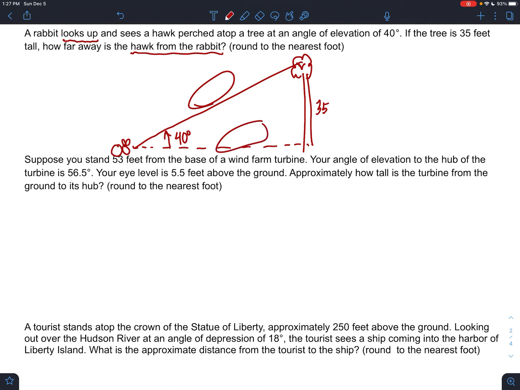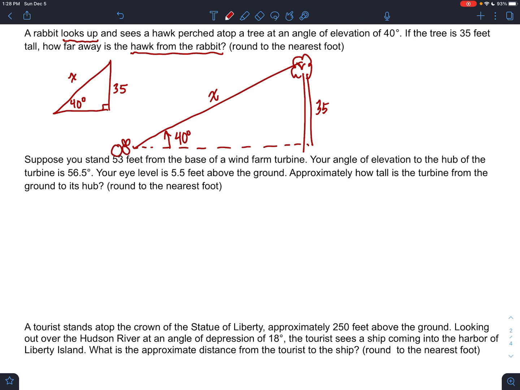So we have 2 choices. Are we going to call this or this that length? It says nothing about the base of the tree. So I'm thinking this is going to be our missing value from the hawk to the rabbit. All right? Once you draw your picture, I like to draw a simplified one for me with just the numbers on it. So then it looks like a problem from 8.2. Yeah, just a simple right triangle trig question.